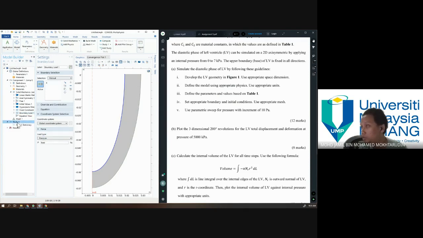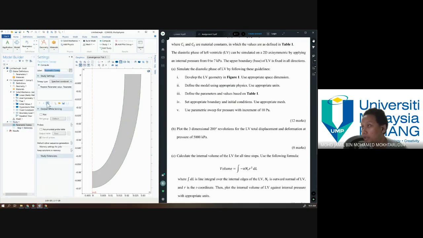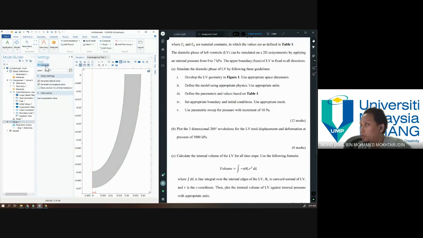Then we can go to study and choose parametric sweep. And then add, choose here load, our load just now. So it's in Pascal, which is okay. So we write the range starting from 0, increased by 10 until 7,000. Okay, 7 kilopascal. I think that's it. Then we can try compute.